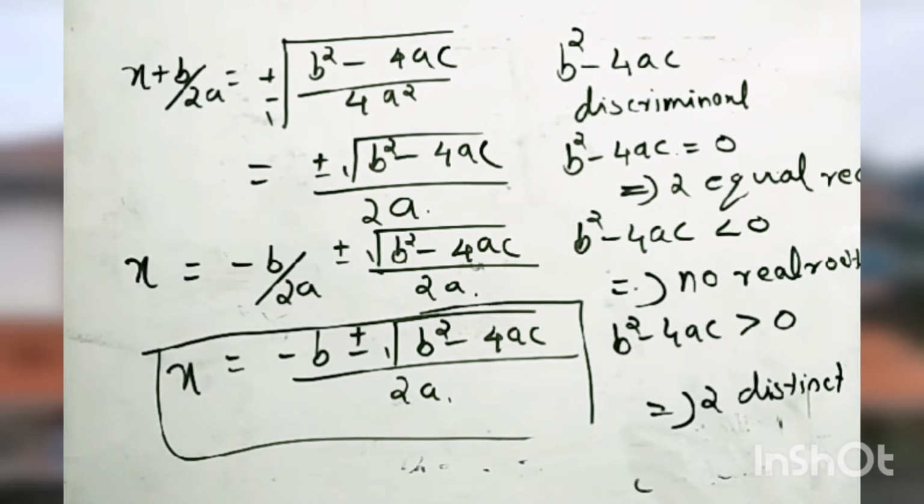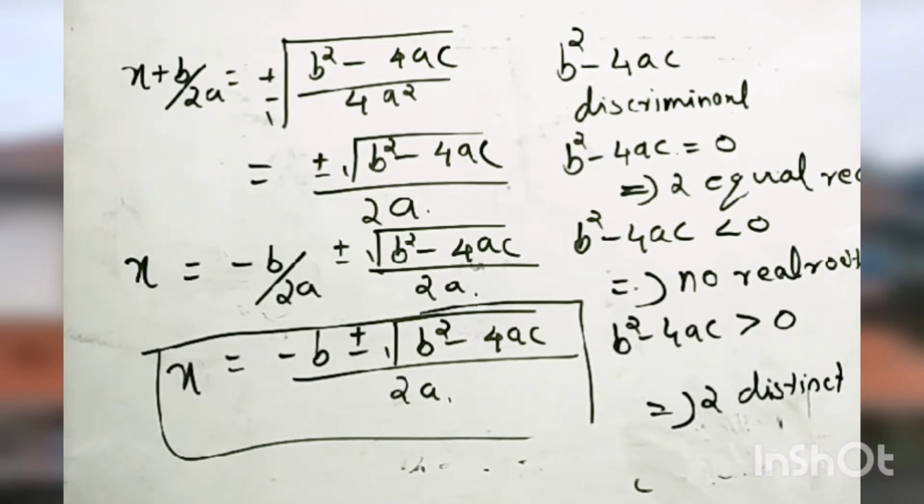So the nature of the roots is based on the value of the discriminant. If the discriminant is equal to 0, we will have 2 equal real roots. If b square minus 4ac is less than 0, then no real roots, and if b square minus 4ac is greater than 0, then we will have 2 distinct real roots.